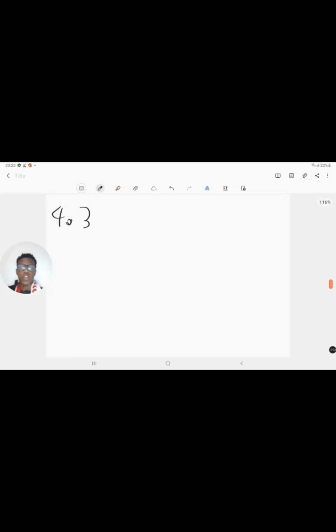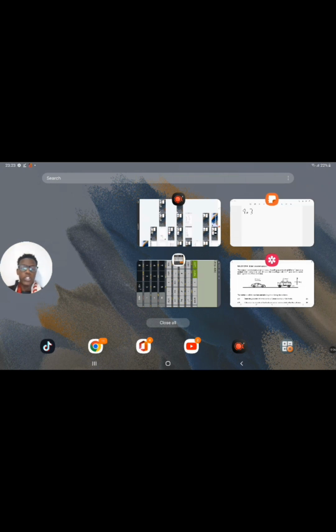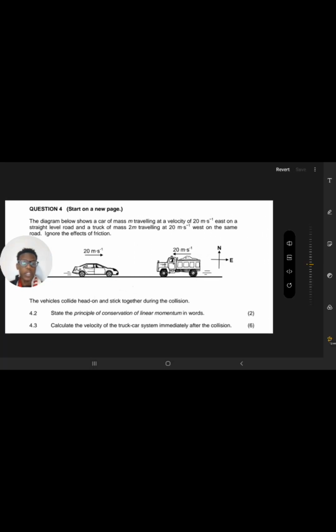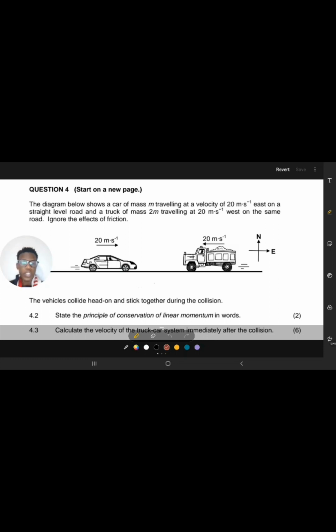In this case, we go back to the question here. Notice that right next to the truck, we've got arrows, right? We've got a north arrow and an east arrow, and the east arrow is pointing towards the right and the north arrow is pointing upwards. Let's see if I can show that to you. Okay, so I'm talking about that there. The north arrow is pointing upwards and the east arrow is pointing to the right, right?